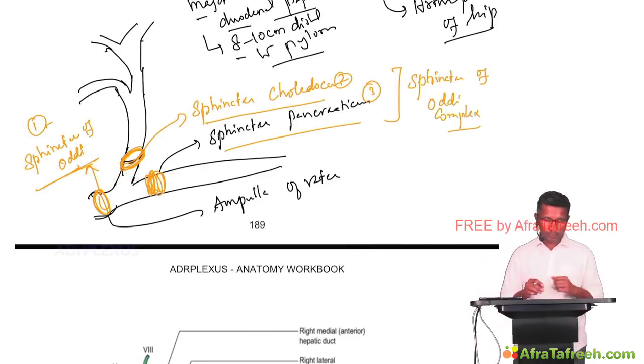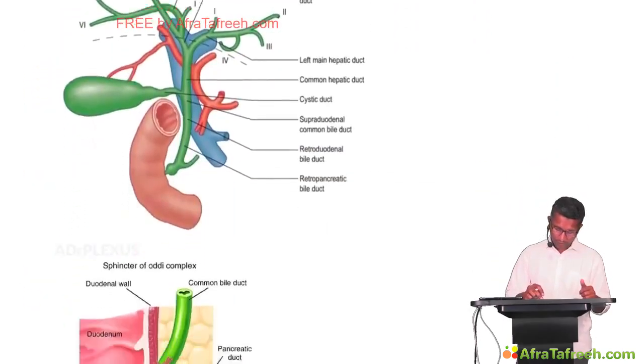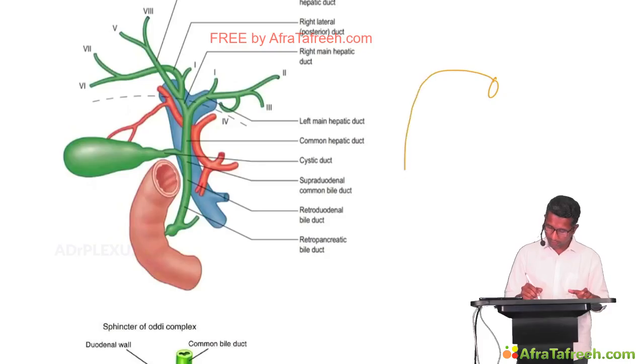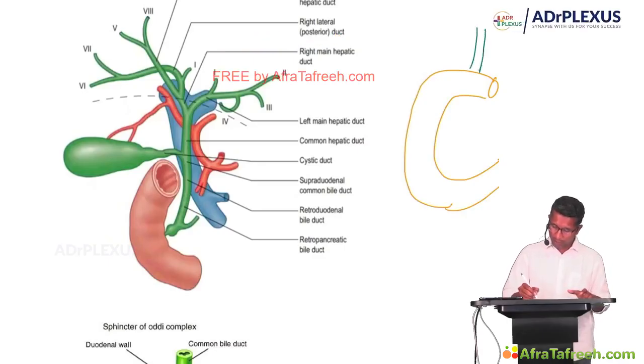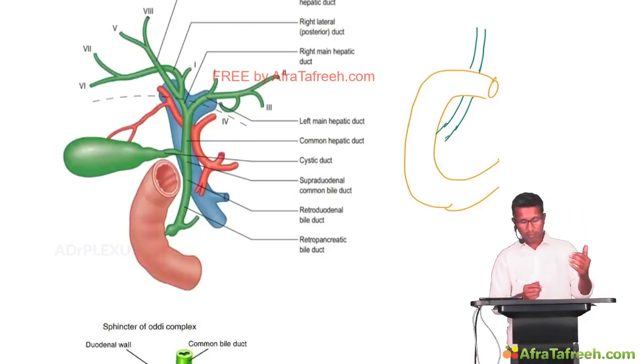Okay, so if you see the bile duct, it runs behind the duodenum, guys. So this is the first part of the duodenum, this is the second part of the duodenum, and this is the third part of the duodenum. And you can see the bile duct running behind the duodenum, and it opens into the second part of the duodenum. Now you divide the bile duct into 3 parts.